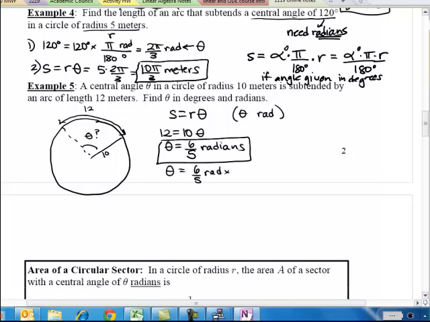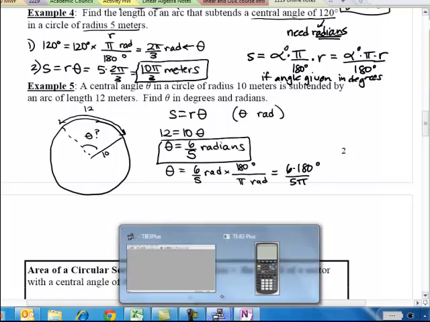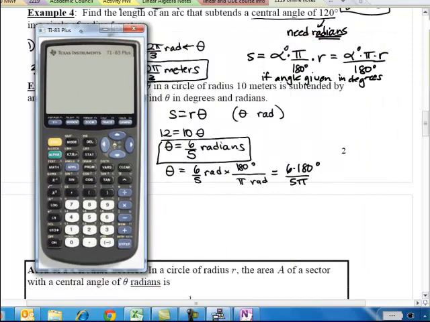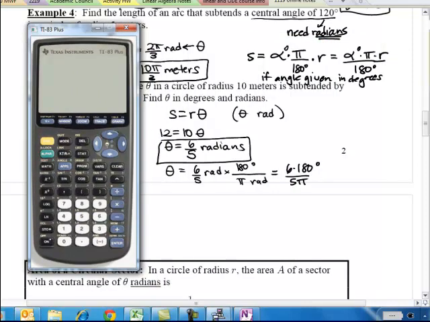So we'd multiply by degrees in the numerator, radians in the denominator, so that the radians will cancel. So we've got 6 times 180 over 5. 180 over 5, that's going to be 36. So 36 times 6, that's 216 over pi degrees.